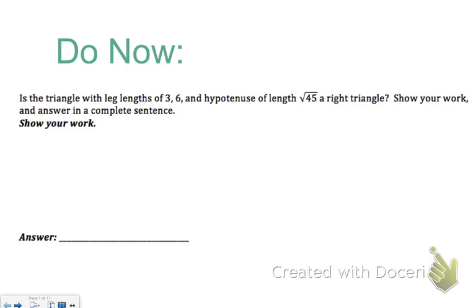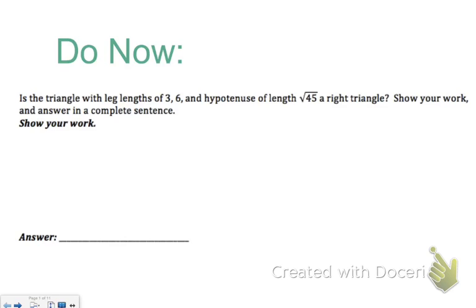For our do now, we have a triangle with leg lengths 3, 6, and a hypotenuse of length square root of 45. And we're asked if these three sides form a right triangle. So we're going to be using the converse of the Pythagorean theorem to determine whether or not these three sides in fact are going to form a right triangle.